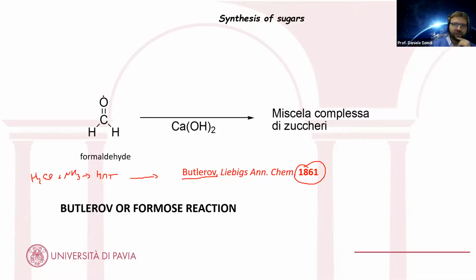So Butlerov took the formaldehyde. At that time, I don't think it was known that it was so toxic. And he put in some calcium hydroxide. He heated it up a little bit. Then he tasted the mixture. It was sweet. So this is a reaction easy to make in the lab, and this reaction actually is the production of sugars. So this is so simple. At that time, he was not interested in prebiotic chemistry or the origin of life.